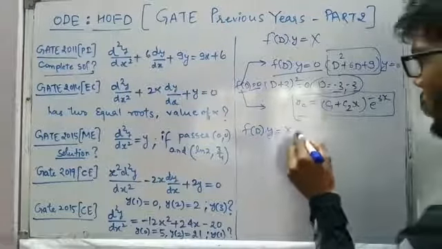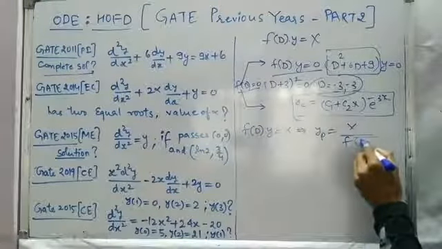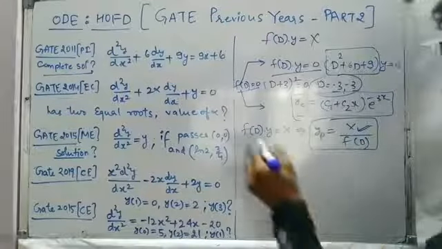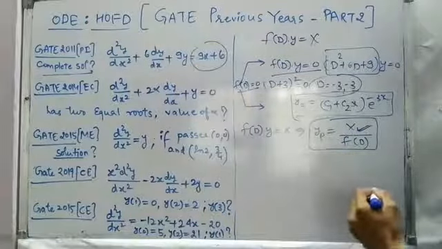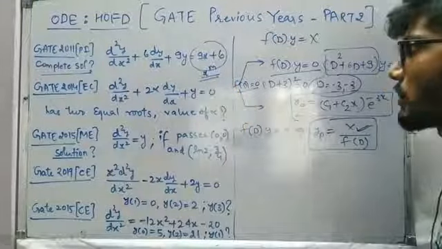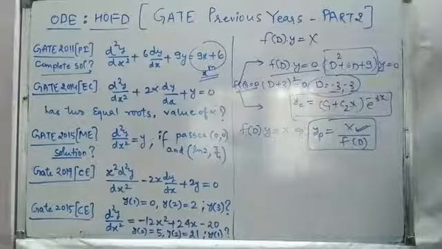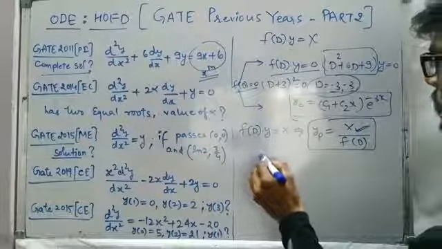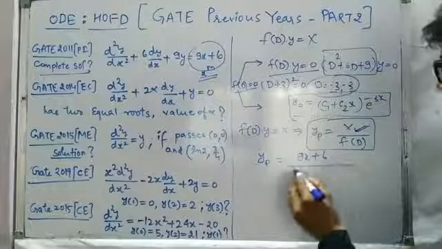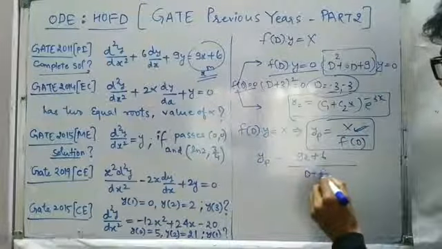F of D into y is equal to capital X, and from here we write yp is equal to capital X upon f of D, and now we have to look at which case capital X falls under. We have 9x plus 6, so this is nothing but x to the power m, the polynomial case number 3. How do we do that? We take f of D inverse and make use of binomial expansion. So yp is equal to capital X, 9x plus 6, divided by f of D, which we write as D plus 3 whole square because we have already calculated it here.